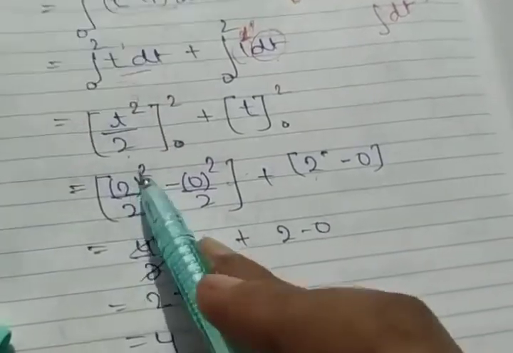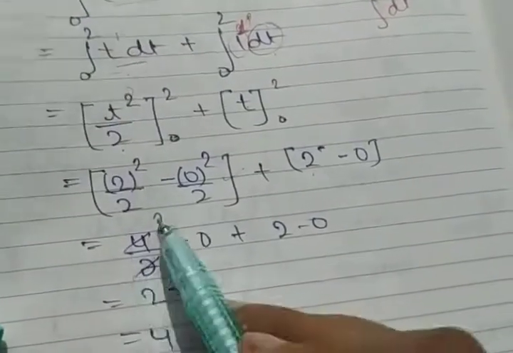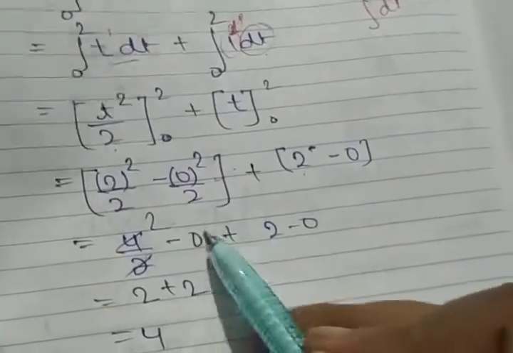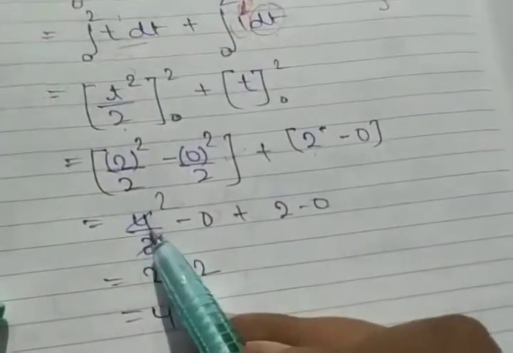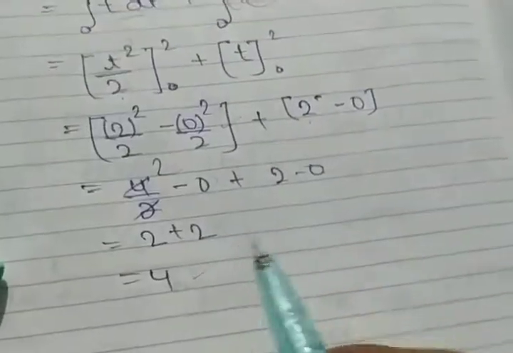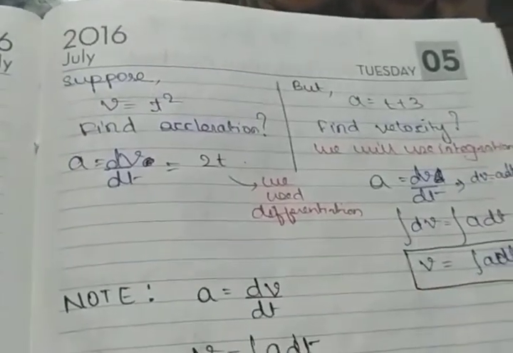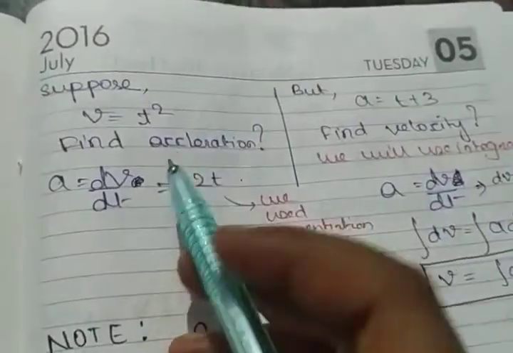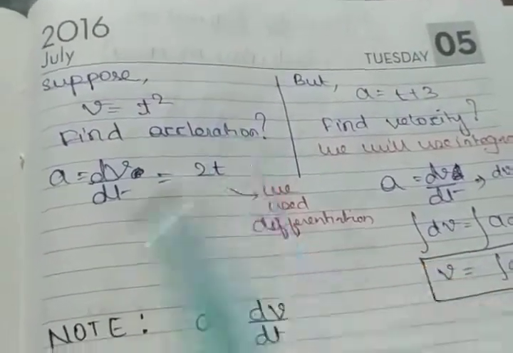So solve it. 2 square is 4 divided by 2, so 2. And here 0. Again 2 and here 0. So 2 plus 2, that is 4. This is the answer. Similarly, suppose velocity is given as t square and I want to find the acceleration.